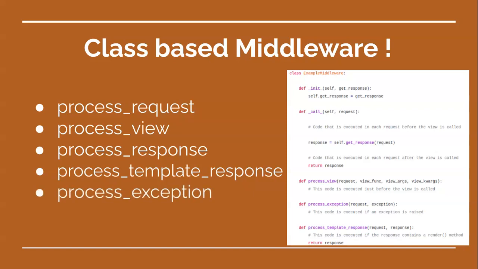Process exception, request is an HTTP request object. Exception is an exception object raised by the view function. This method is called when the view raises an exception.